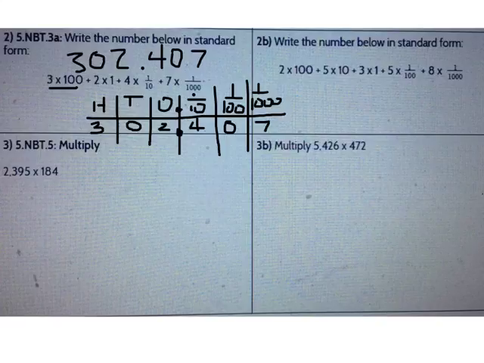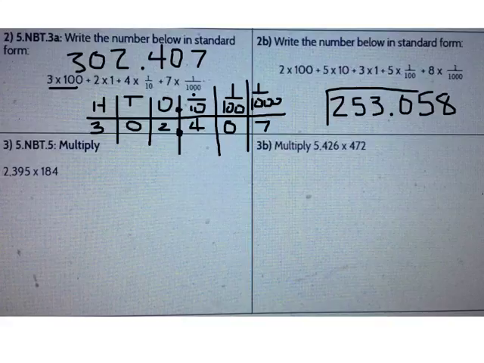Now you try one. Don't forget to draw a place value chart on your paper. Write the number below in standard form. Let's see how you did. The correct answer is 253 and 58 thousandths. The 2 is in the hundreds place. The 5 is in the tens place. The 3 is in the ones place. The 5 is in the hundredths place, so a 0 goes in the tenths place. And the 8 is in the thousandths place.